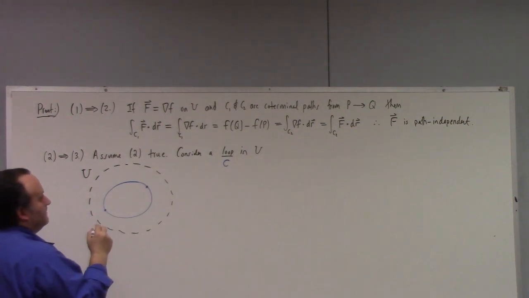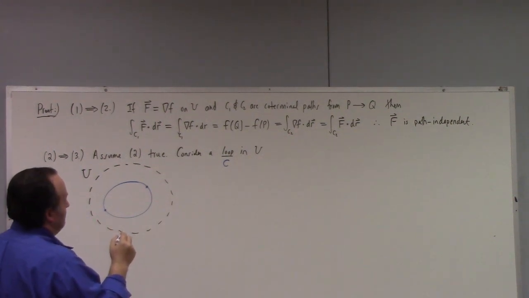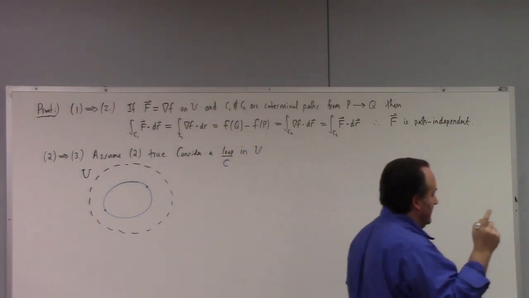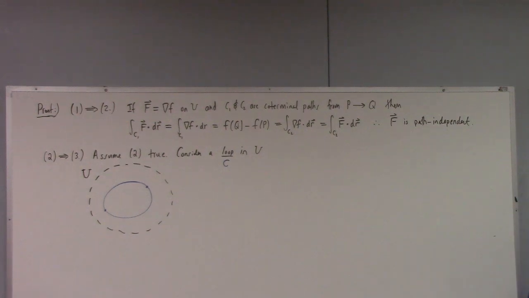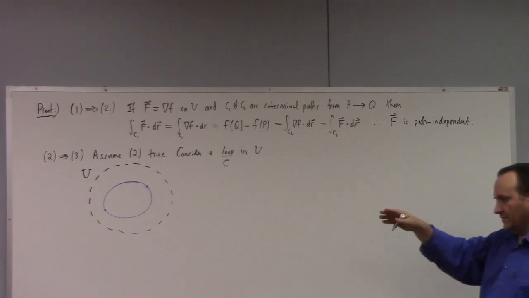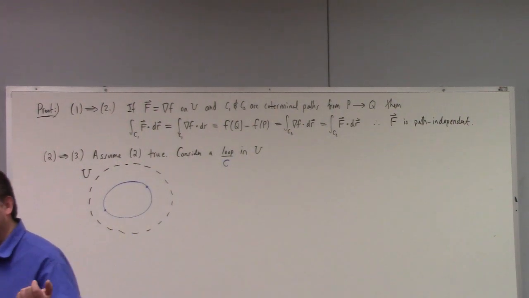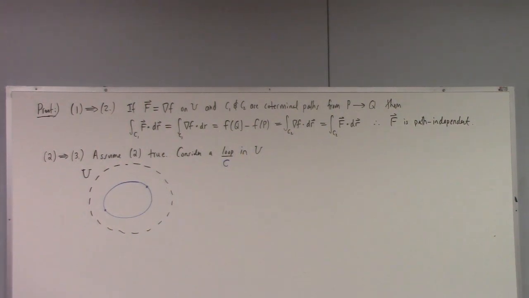Actually, my bad. I need to think about what I'm trying to prove. I'm trying to prove 3 implies, what am I doing? Yeah, 3 implies 2. Oh man, I'm sorry, I lost track. I'm assuming 2 is true. Oh yeah, consider a loop. My bad. Sorry, the proof of 2 implies 3 and the proof of 3 implies 2 are almost the same, so if I forget where I am, I'll get sucked into the other proof.